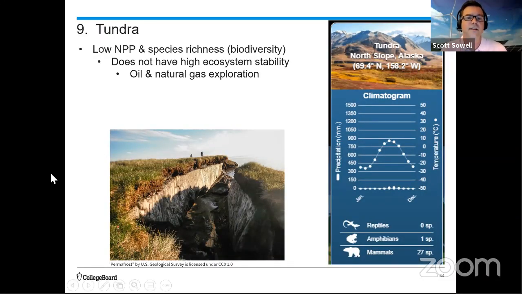So things like oil and natural gas exploration could be pretty impactful. And the next thing I want to show you is this picture down here. This is permafrost, that's permanently frozen ground.